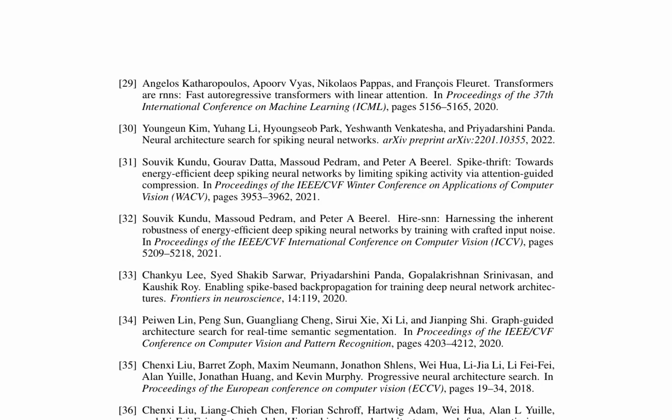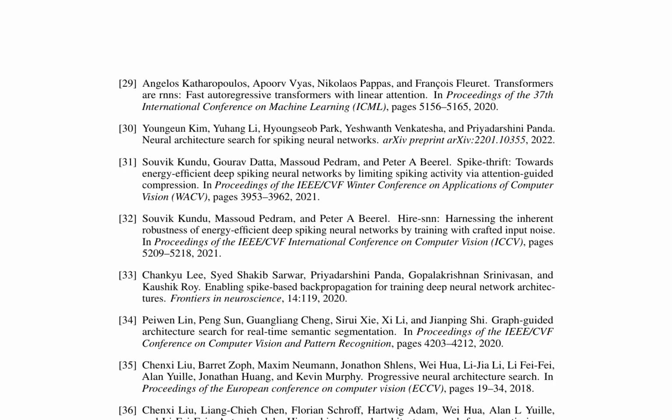Efficient and robust spiking neural networks, SNNs, have been developed through various studies and techniques, with applications in different domains. The advancement of SNNs is attributed to works such as Katharopoulos et al.'s introduction of fast autoregressive transformers with linear attention, which demonstrated the potential of transformers as RNNs. Neural architecture search for SNNs, as proposed by Kim et al., utilized genetic algorithms to find optimal SNN architectures.